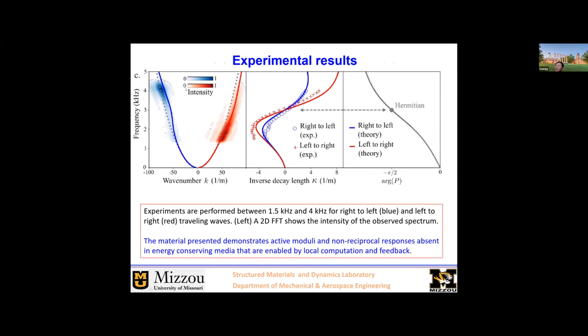This is also performed in the frequency region from 1.5K to 4K. Then we can do the FFT and plot the dispersion curve, and you can get a good match. This also shows experimental results where, from the right-hand side or left-hand side, the wave amplifies or decays in these regions. So this material shows this kind of non-reciprocal response.